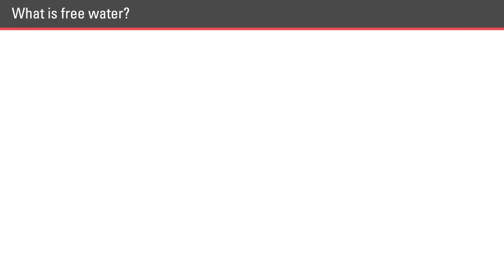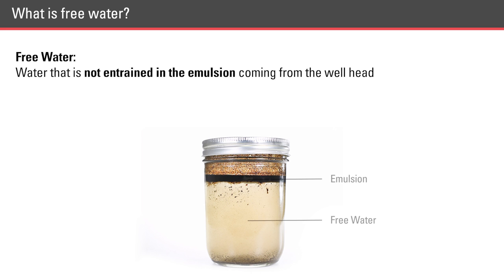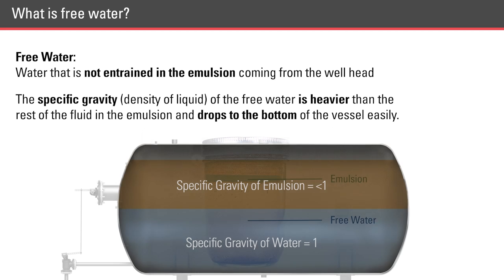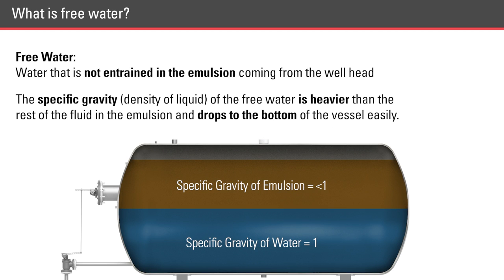The term free water refers to the water that is not entrained in the emulsion coming from the wellhead. The specific gravity of free water is heavier than the rest of the fluid in the emulsion and drops to the bottom of the vessel easily.